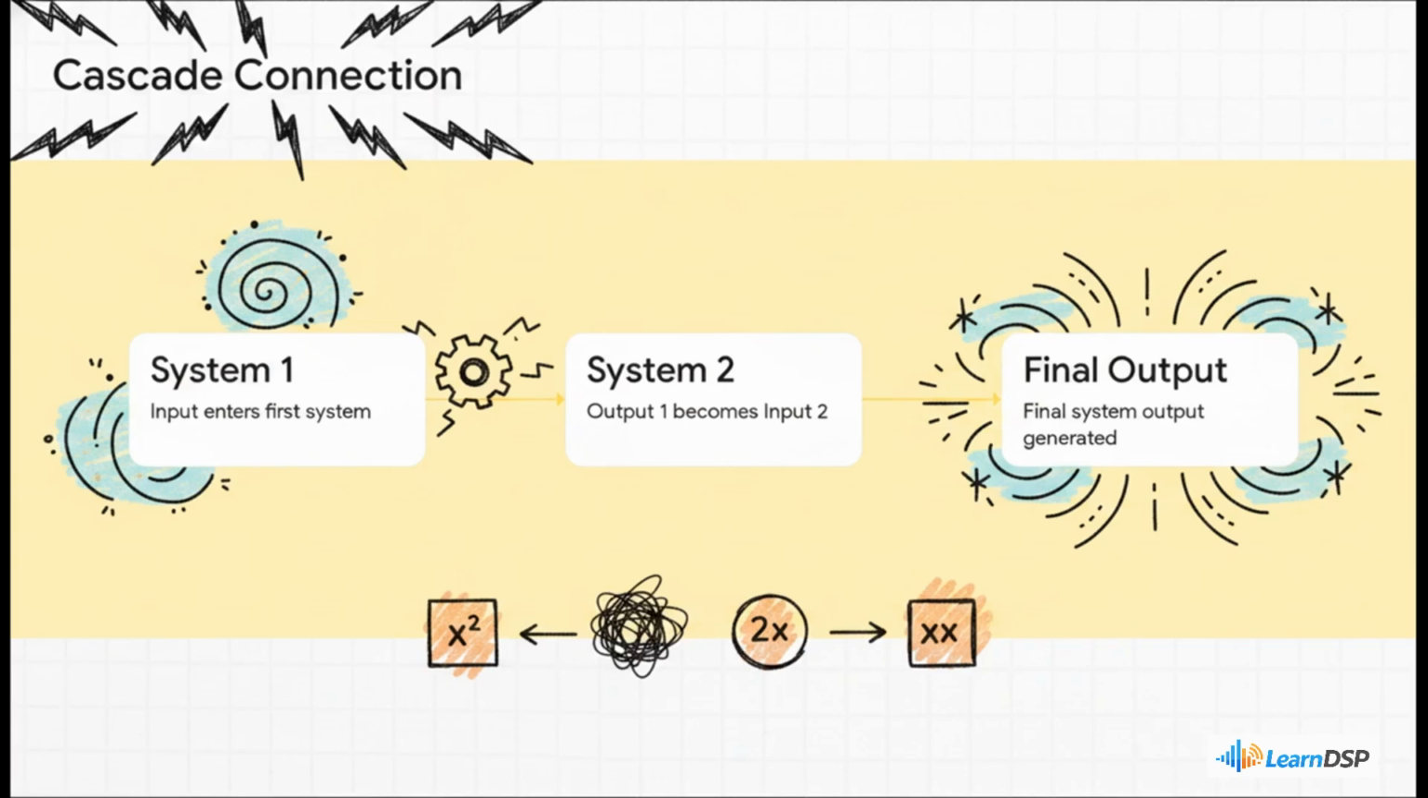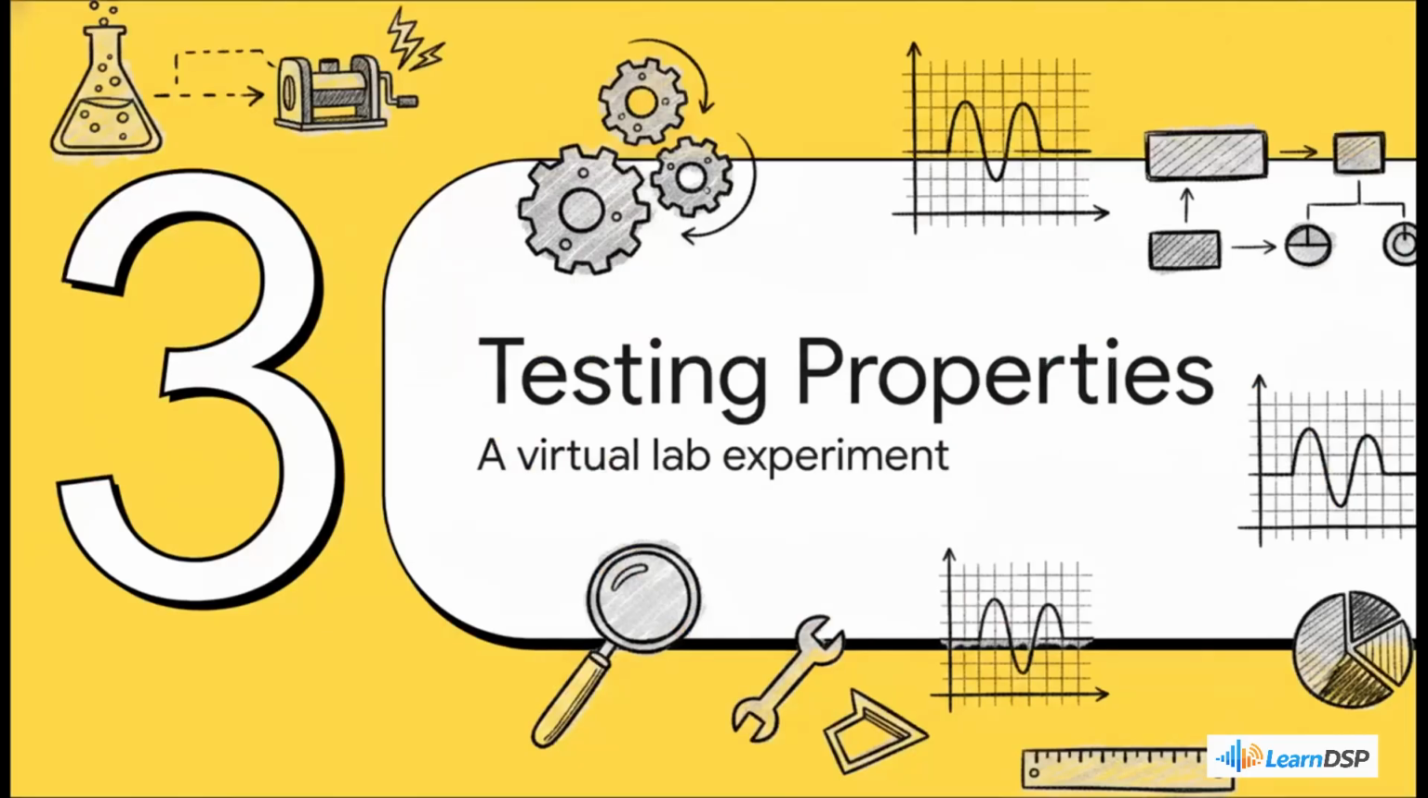It's just like a math operation. If System 1 squares a number and System 2 doubles it, well, squaring then doubling gives you a completely different result than doubling then squaring. Order absolutely matters.